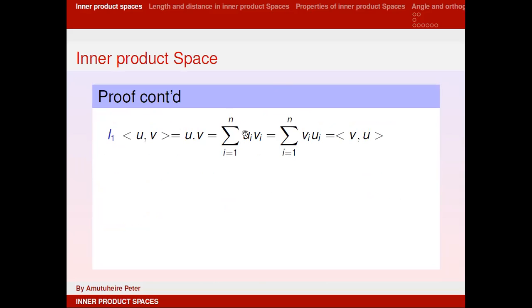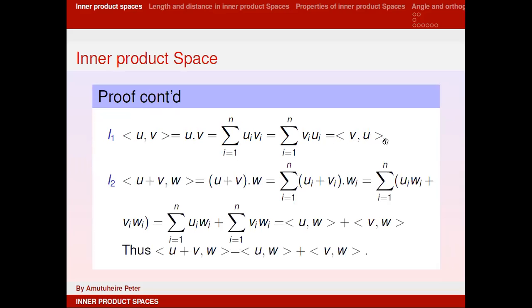So using that definition, the inner product of U and V is going to be this sum. But since multiplication is commutative, taking the product of ui times vi is the same as taking the product vi times ui. And when I reach here, I see that this is the inner product of V and U. So that means that the symmetry property holds.